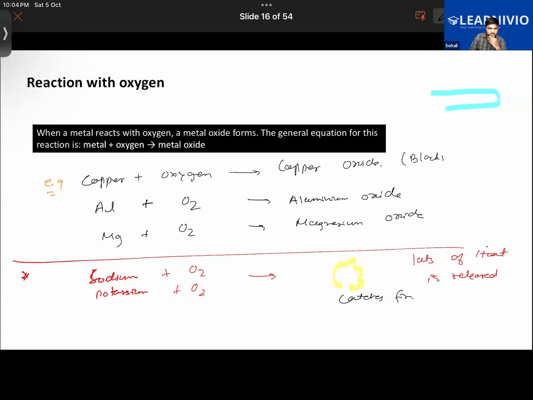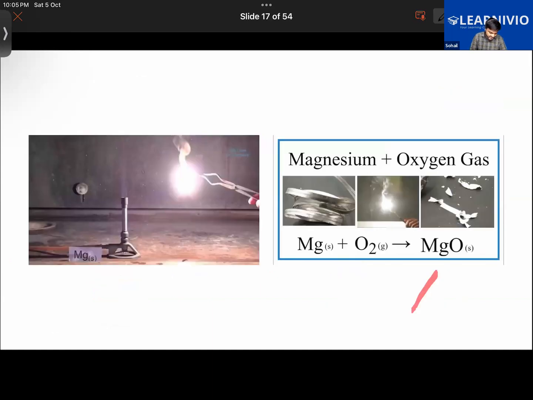I'm back. Okay, now that is the case here. Further, the metal oxides are usually basic in nature. All these metal oxides are usually basic in nature, but we have some exceptions to this. Like we have the exception of aluminum oxide, like this one.